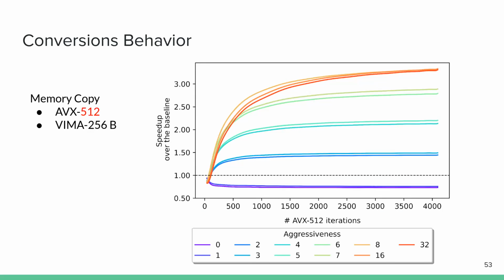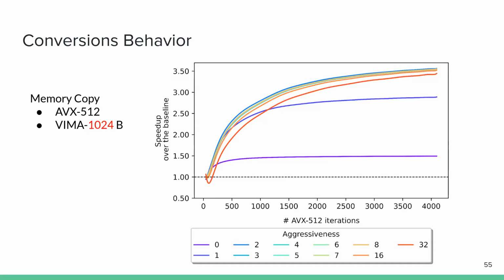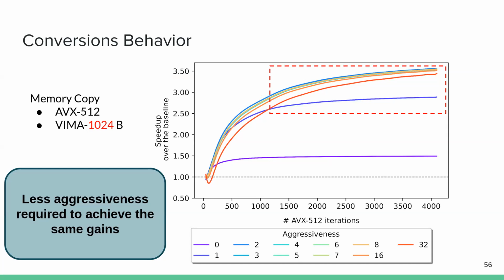If we increase the AVX to AVX 512, we could reach even greater gains, reaching 3 times gains. On the other hand, if we increased the size of the data operated by each Vima instruction, less aggressiveness is required to achieve the same gains, and that happens because each Vima instruction already works as a greater aggressivity from Sapive.